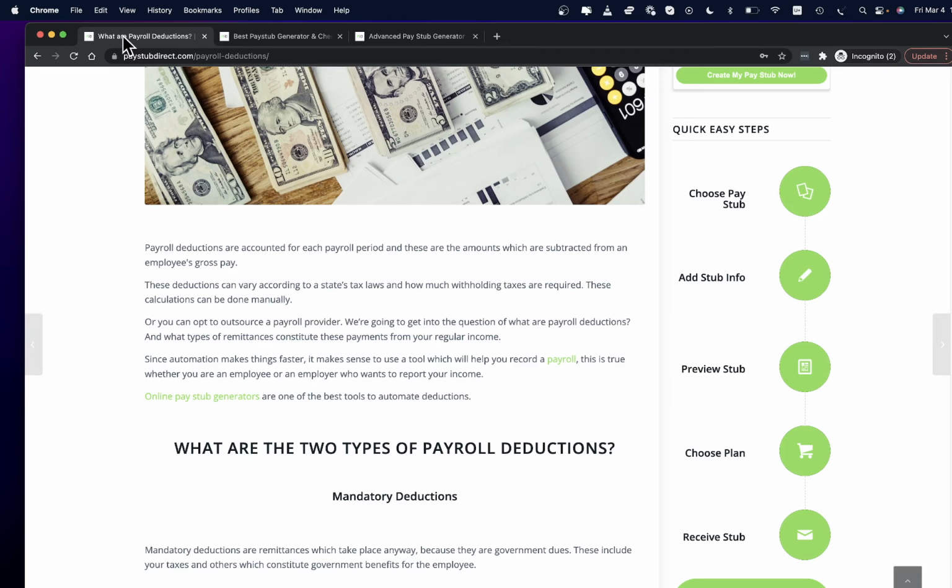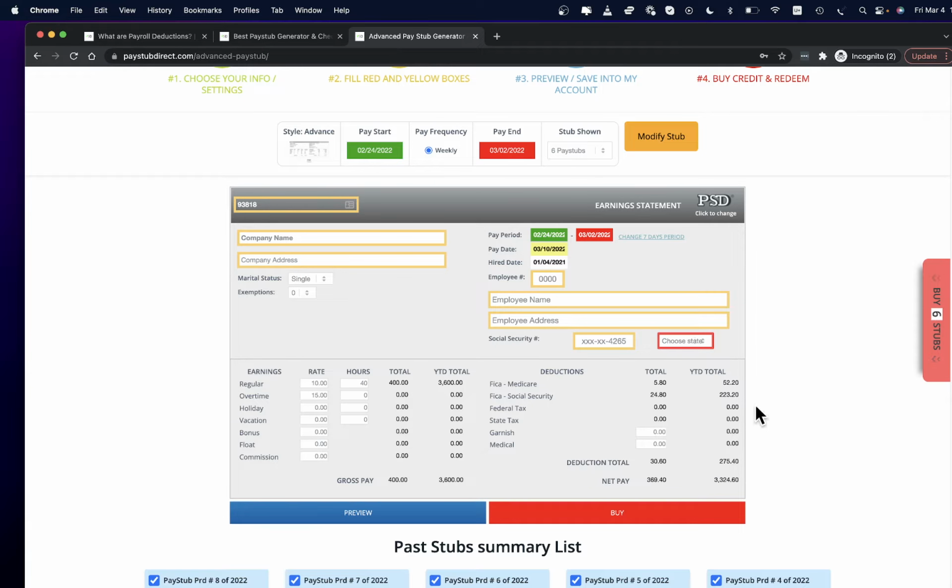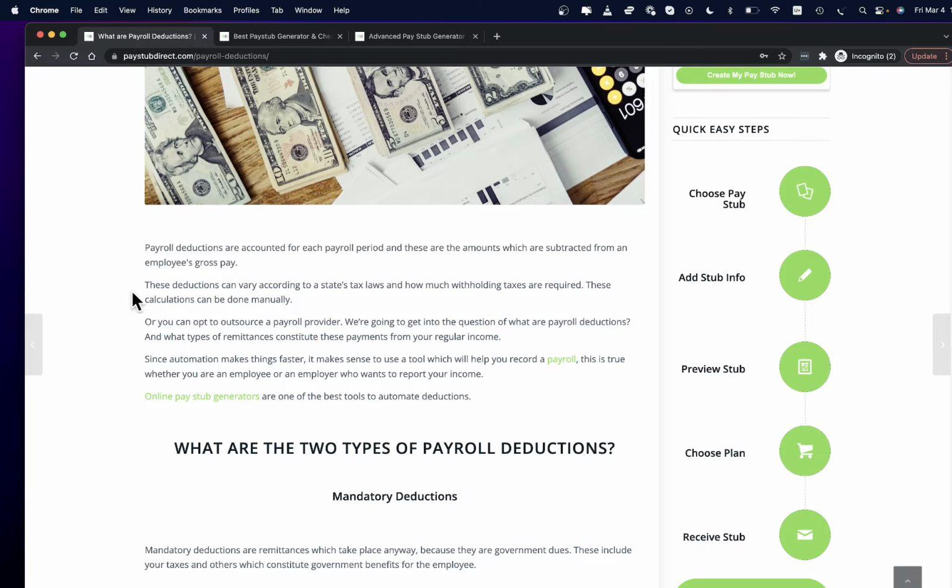But we have something called deductions, and there are different types of deductions, but they are taken away from your gross pay to give you your net, and this is where it gets calculated. These are the deductions listed, or there's some form of withholdings as well. Continuing on, these deductions can vary according to the state's tax laws and how much withholding tax is required. That is basically saying, depending on where you live, that's how much tax is taken away from you by the government.